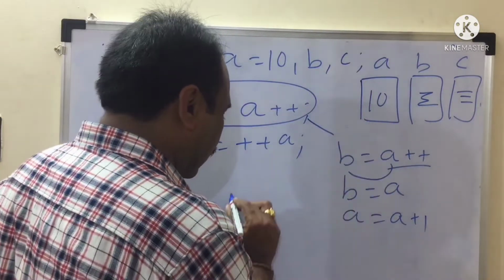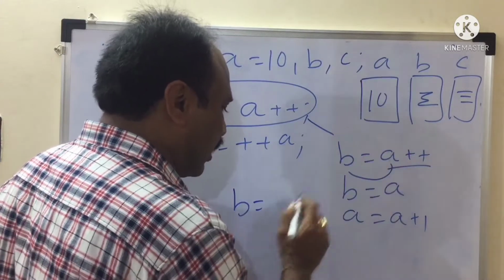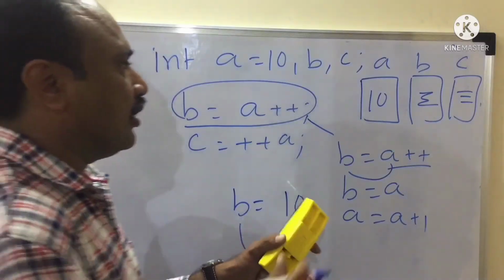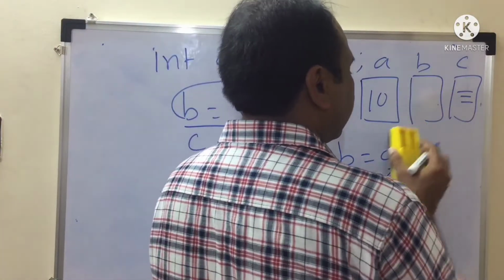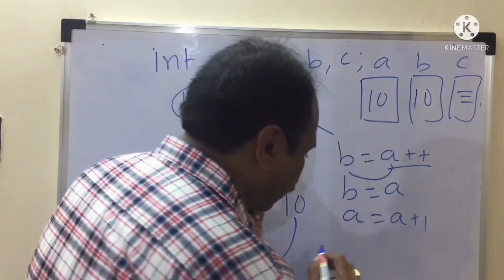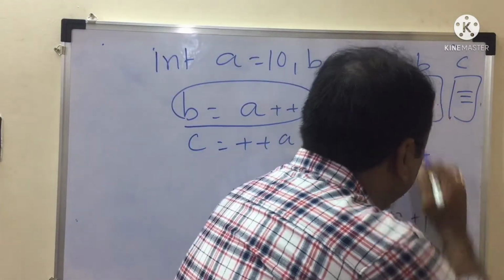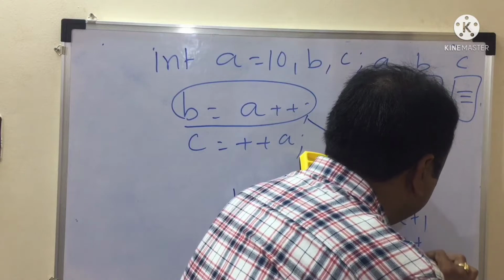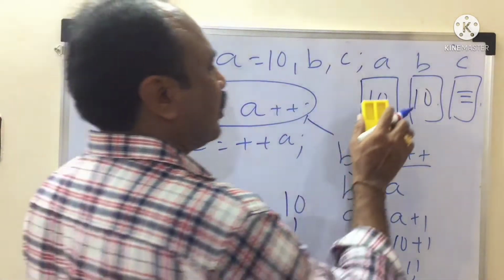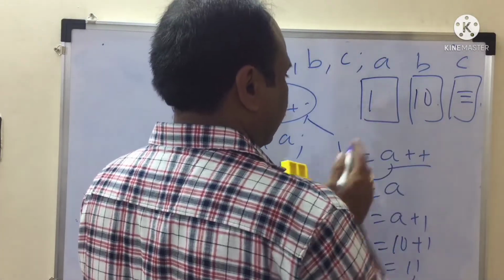Okay, B equal to A means, what is the value? 10. Okay, 10 is stored under the name B. Now B value becomes 10. Next, A equal to A plus 1. I already explained, forget about this. Substitute here. A equal to A plus 1 means 10 plus 1. What is the value? 11. Where is it stored? Under the name A. Now A value becomes 11.